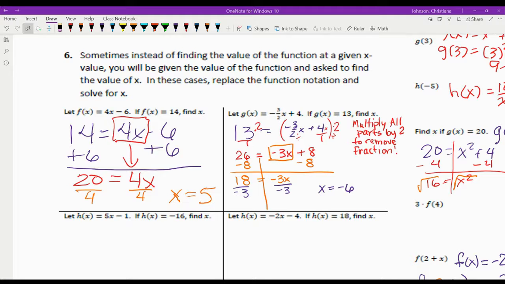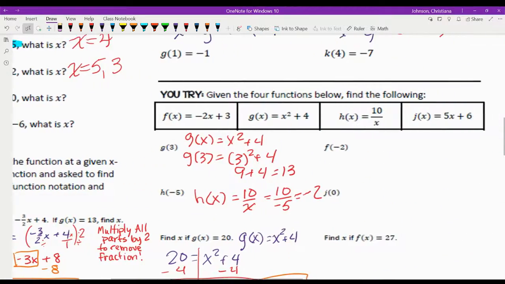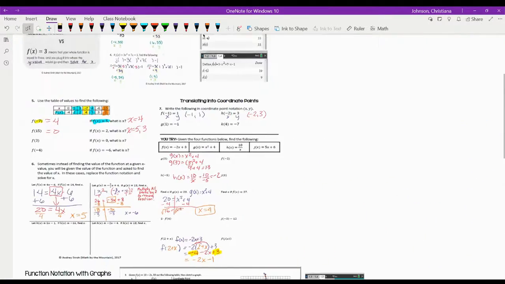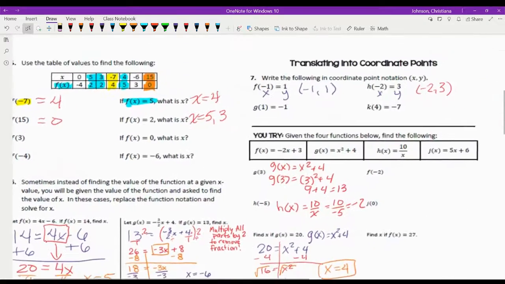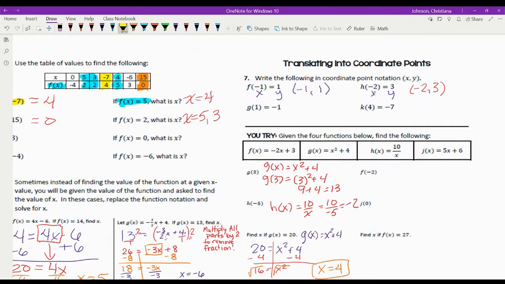So I left 2 problems for you to do. On number 7, it just wants us to rewrite the f of x, the function notation, in terms of points. This way you can put it on a graph. So remember, the number inside the parenthesis is your x, the number outside with the equal sign is your y. So that's -1, 1, and then -2, 3.